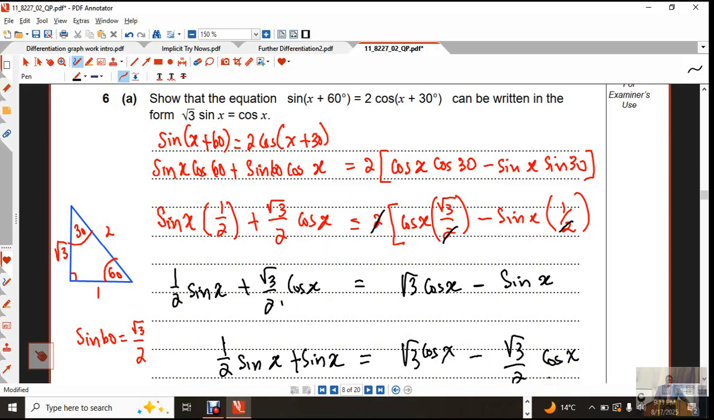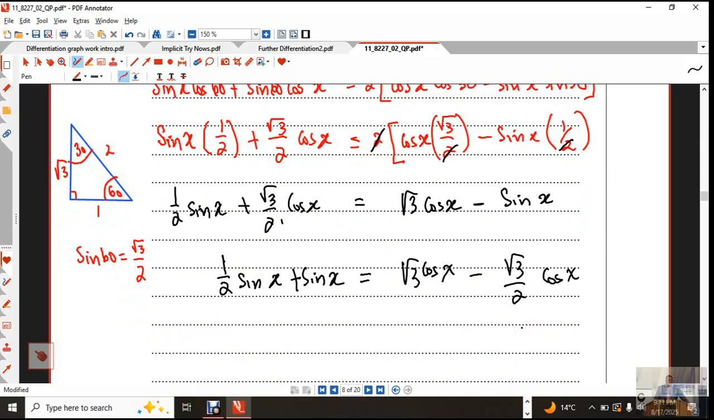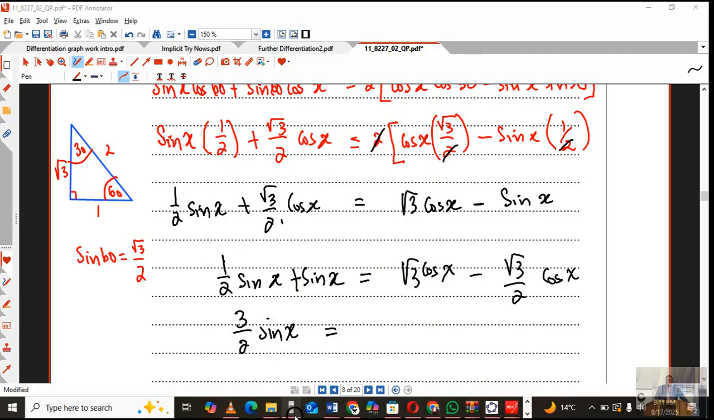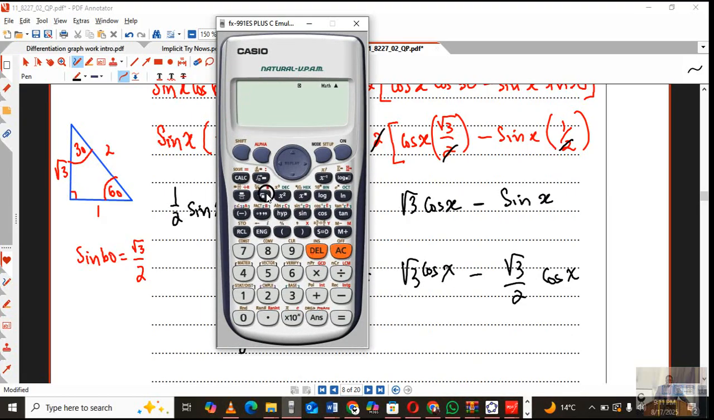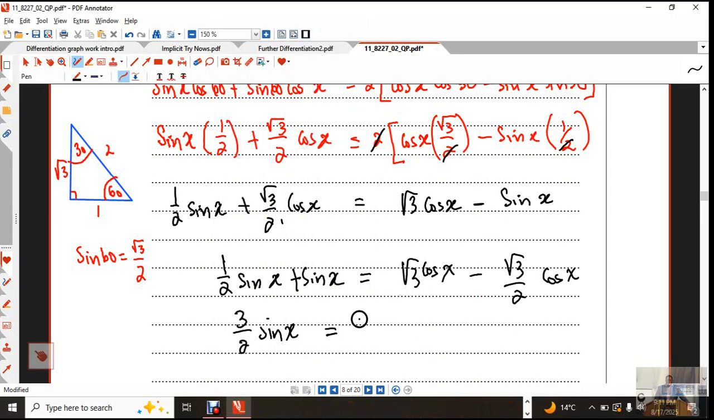All right, it's no harm in going back just to avoid errors. Okay, a half plus the coefficients here, a half plus 1, that's 3 halves of sine x. And when you have root 3 minus root 3 over 2, let me just grab the calculator to show you that one. I'm just subtracting coefficients, right? So that gives me root 3 over 2, so that is root 3 over 2 cos x.